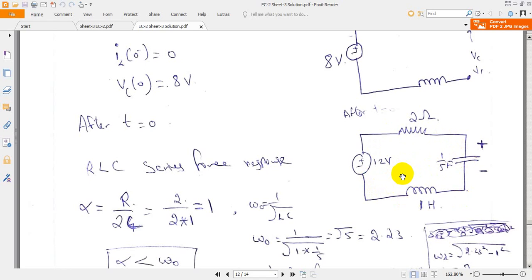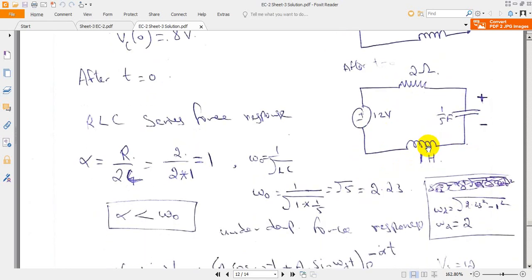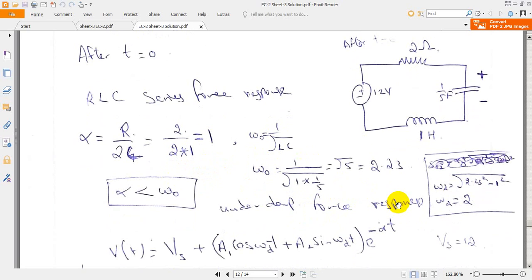When all the 3 elements are there, we need to identify the damping condition. To identify the damping condition, we need to identify the alpha value. Alpha value is R by 2L for series, which is equal to, R value is 2, L value is equal to 1. We will get it as 2 by 2 is equal to 1. Omega naught is 1 by square root of LC. L value is 1, C value is 1 by 5. You will get square root of 5, which is 2.23.